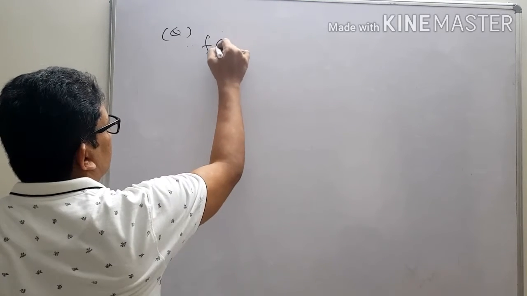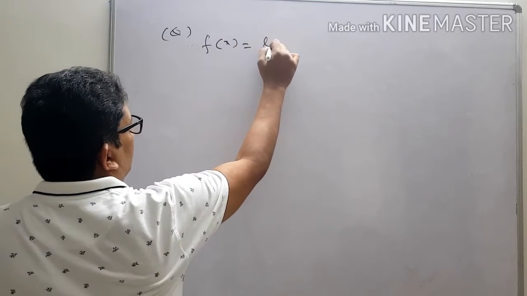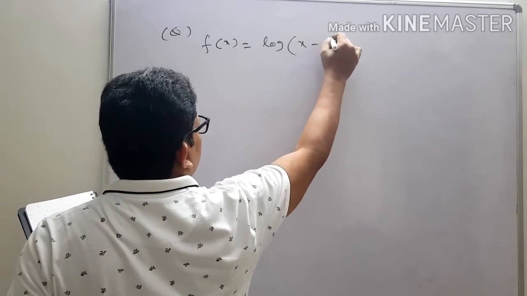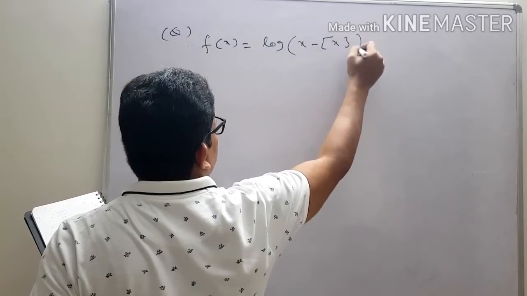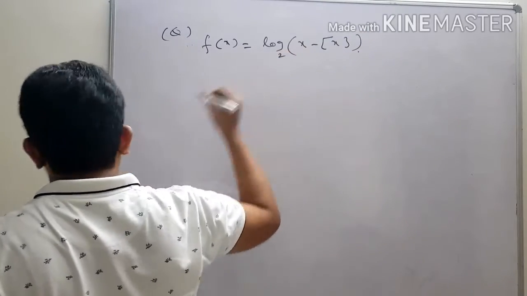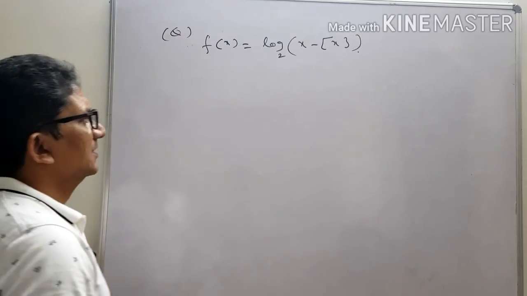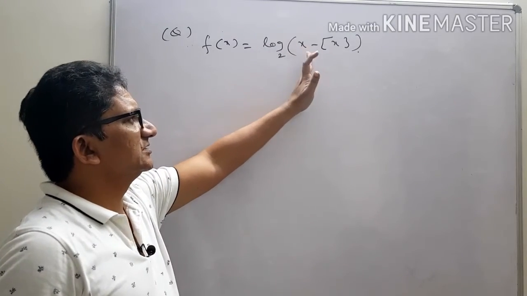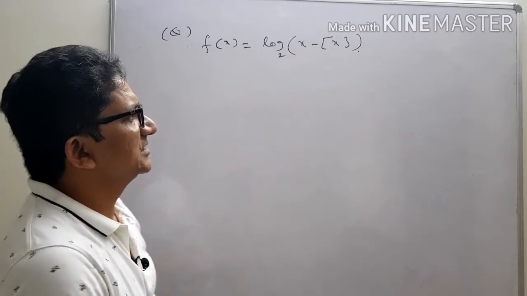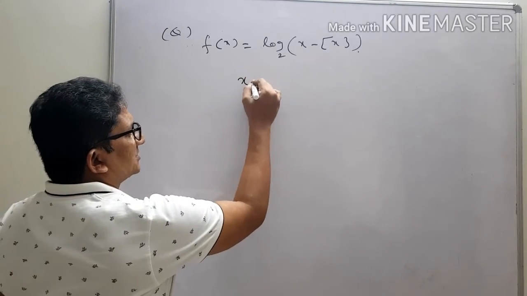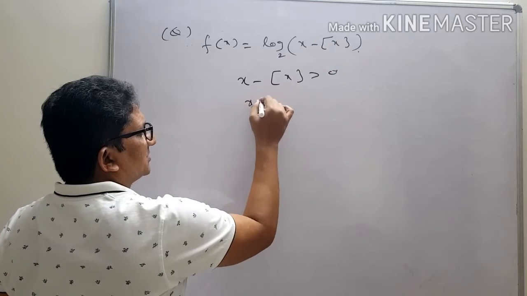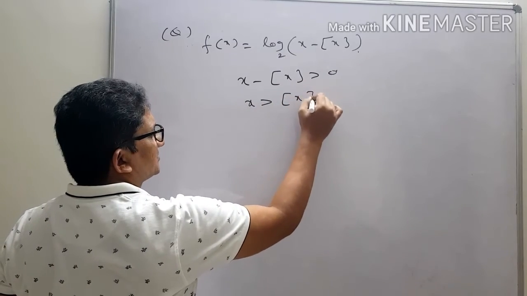f(x) equals logarithm of (x minus step x) to the base 2. See, so basic function, logarithmic function. Logarithmic function is defined only if this bracket is greater than 0. That means x minus step x is greater than 0. That means x is greater than step x.